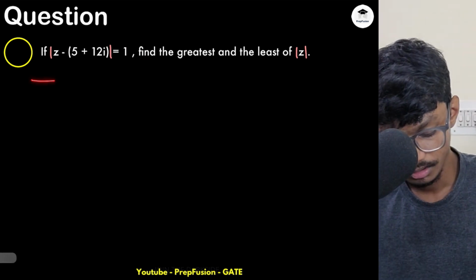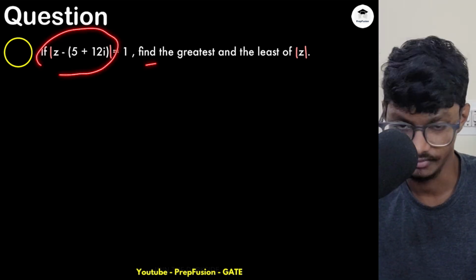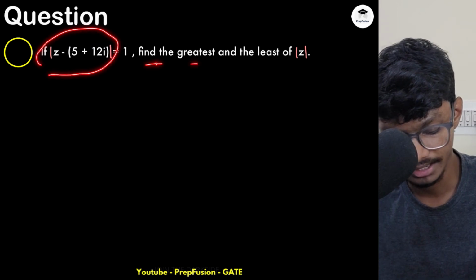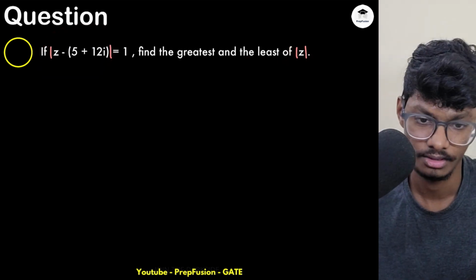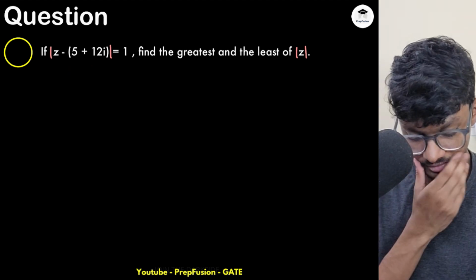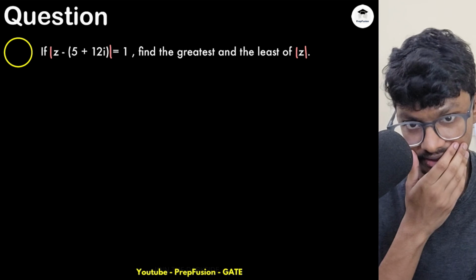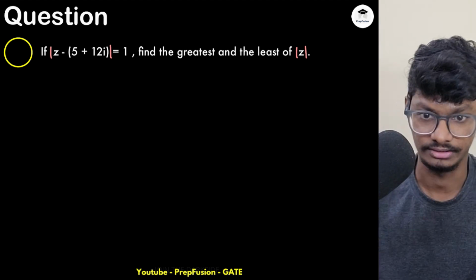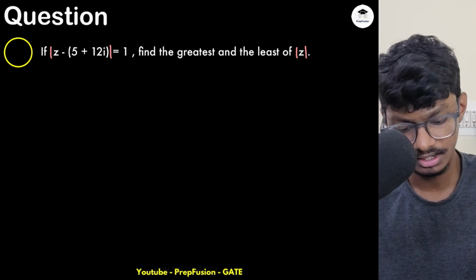So here they have given the equation, and they are asking us to find the greatest and least value of mod of z. Pretty interesting question. So how can we find out the greatest and least value of mod of z? Either you can go with the mathematical way, or you can go with the graphical way. First I will try to do it with the help of the graphical method.